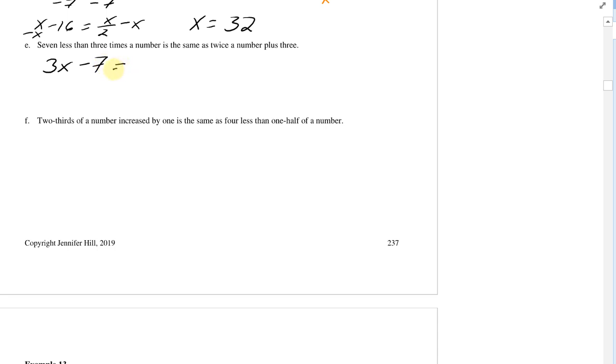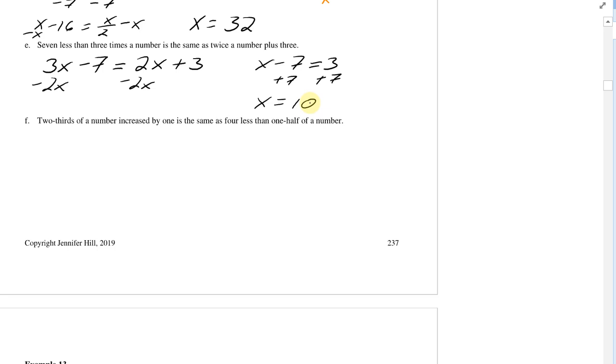This says is the same as, so now I have an equal sign. Twice a number plus 3. So that would be twice a number is 2x plus 3. Okay, so now I can go ahead and solve this. So I subtract off the 2x. So now I get x minus 7 equals 3. And then I add 7 to each side. So I get x equals 10. That would be my solution there.